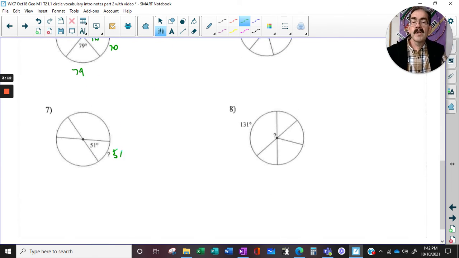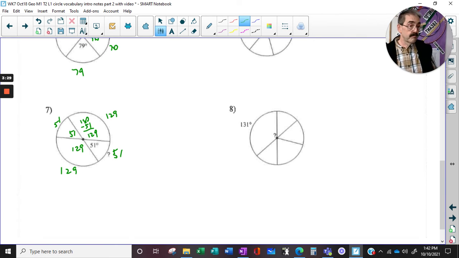51, 51, these are called vertical angles, 51, 51. This is 180 degrees, so 180 minus 51, 129. 129, same idea, vertical angles, 129, 129, add them all up, you have to get 360 degrees, okay?